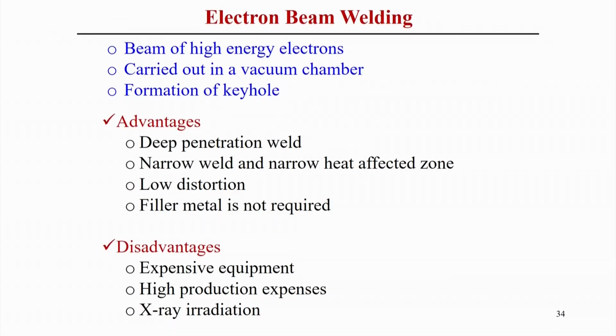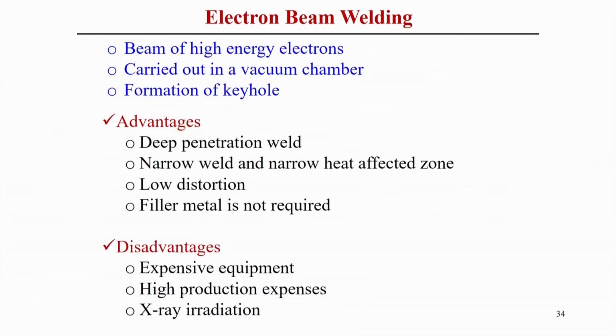If we look precisely into the different advantages, deep penetration welds can be produced, and an even narrower weld zone and heat affected zone can be produced as compared to the laser welding process. Very small distortion is another advantage of this process. Filler material is not required, and another advantage is that a lot of combinations of dissimilar materials can be welded more easily as compared to other welding processes.